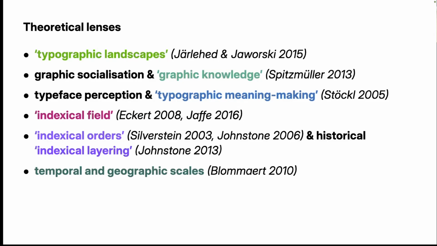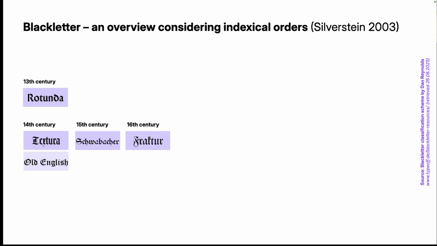link this to the concept of indexical orders, how this could be employed following the way it's been used by Johnston, employed to understand the indexical historical layering of this particular style and the enregisterment through time. And Blommaert's thinking around semiotization of time and space along scales is helpful for me too. To lay this out, I'm going to very quickly map the central blackletter styles in chronological order onto Silverstein's indexical orders, and see how this might work or not.